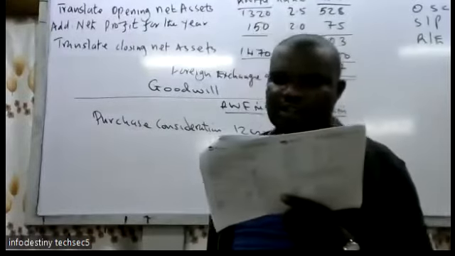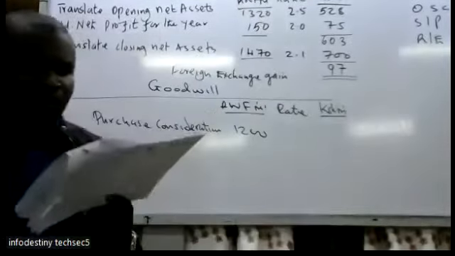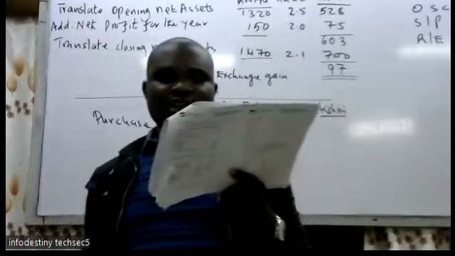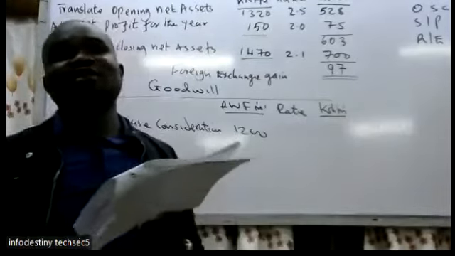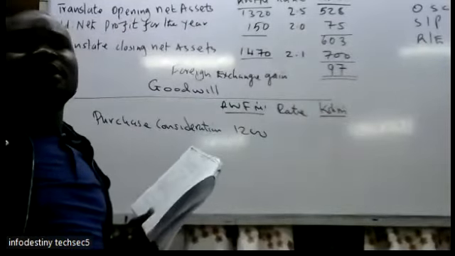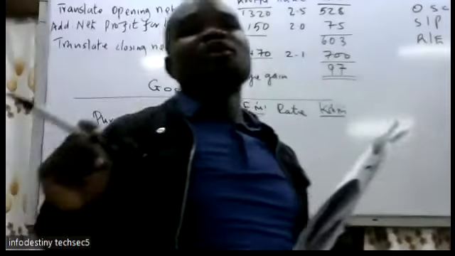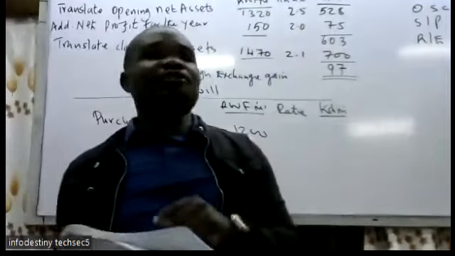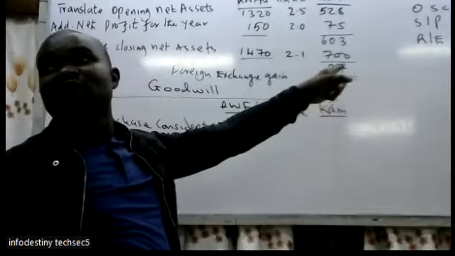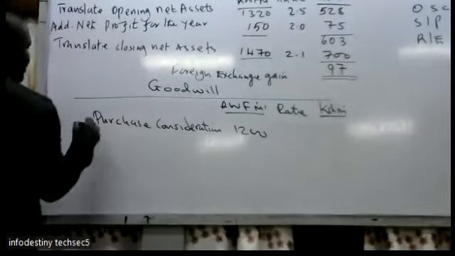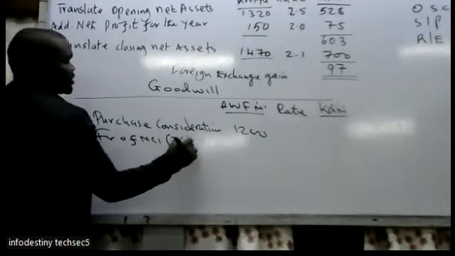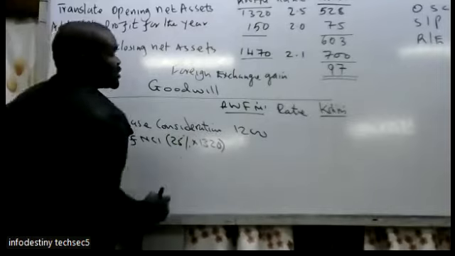Read note number seven. It is the group's policy to value the non-controlling interest at acquisition at its proportionate share of the fair value of the subsidiary's identifiable net assets. So fair value of NCI will be their proportionate share with the percentage. Parent is controlling 75, so minority's proportionate share is 25% of the net assets. Net assets at acquisition to be the 1320. So the fair value of the minority will be 25% times that 1320.